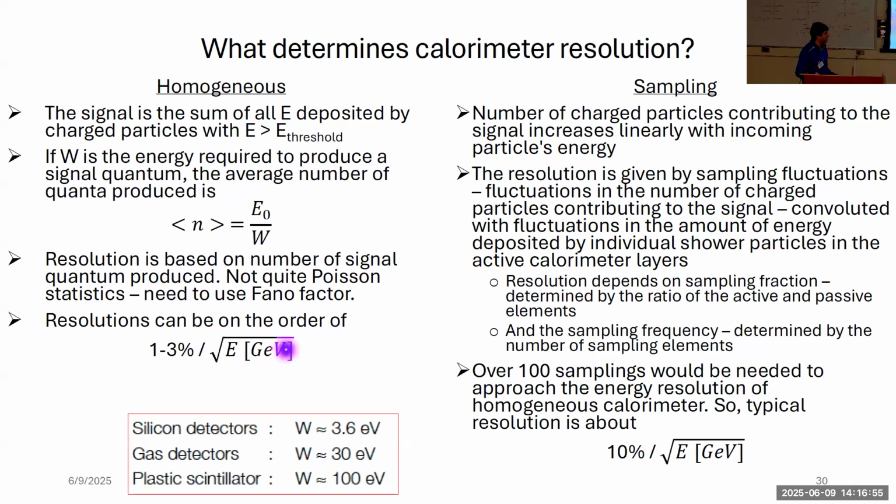So at high energy colliders, resolutions can be on the order of 1 to 3% stochastic, so per GeV.